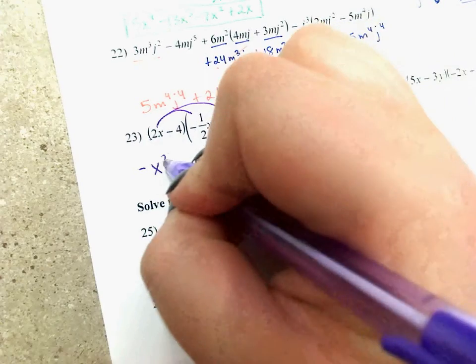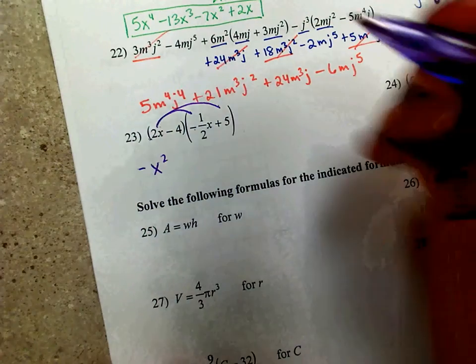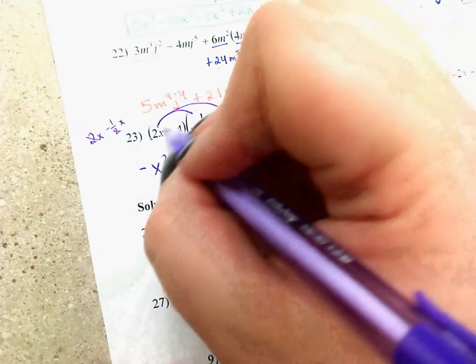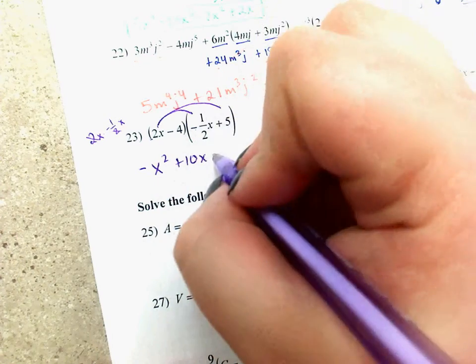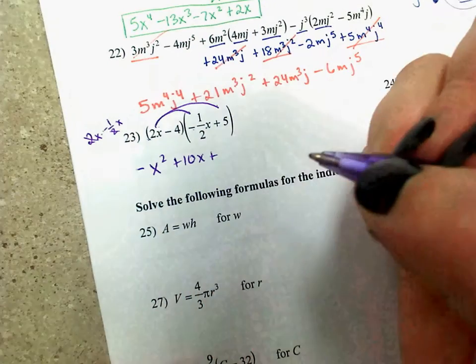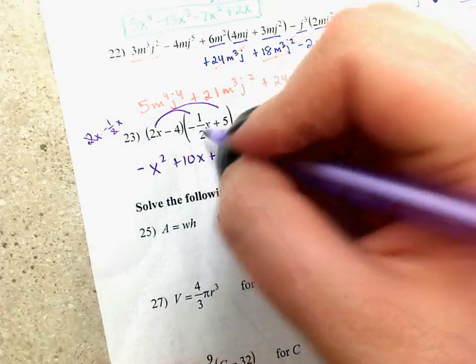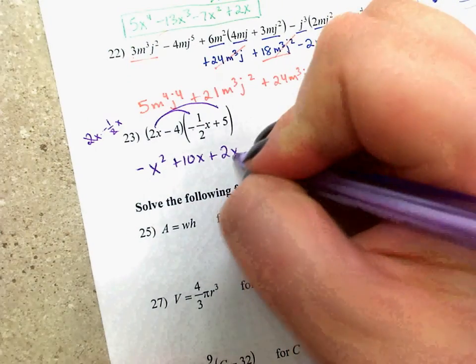2x times a positive 5 is a positive 10x. A negative times a negative is a positive. 4 times a half, or 4 halves, is 2. Or 4 divided by 2 times 1. So that's 2x. And then negative 4 times positive 5 is negative 20. So final answer, negative x squared plus 12x minus 20.